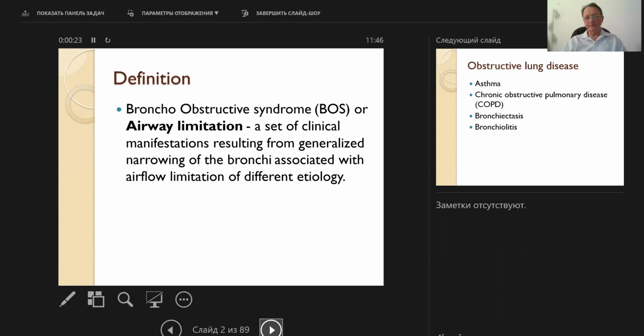So let's start with the definition. Broncho-obstructive syndrome, or airflow limitation syndrome, is a set of clinical manifestations resulting from generalized narrowing of the bronchi associated with airflow limitation of different etiology.